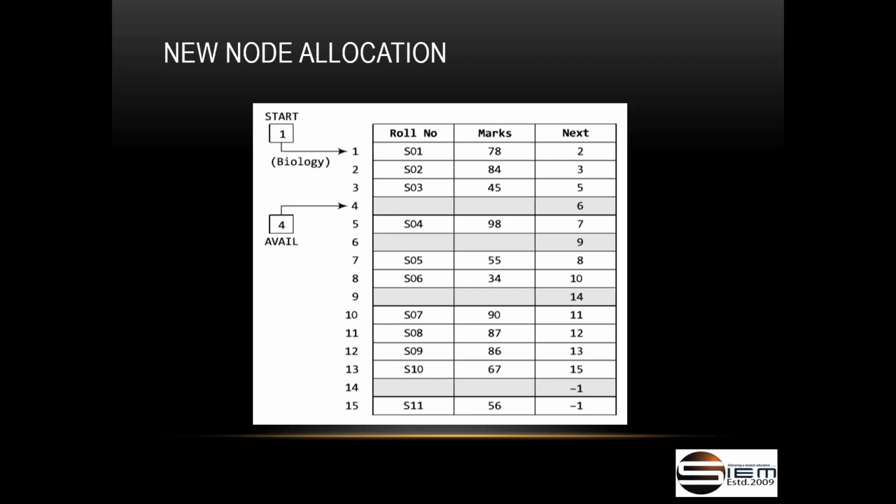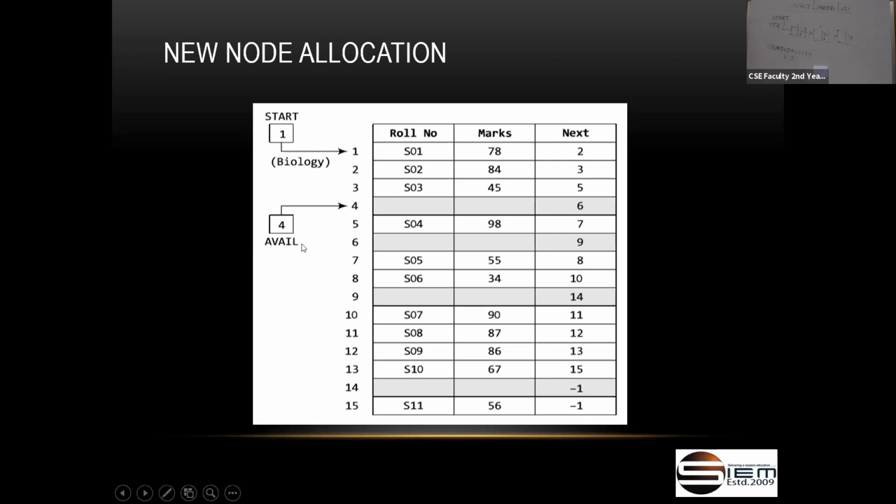Okay. So this is all about avail, because we will see this term in the algorithm and then you will be confused. So it is important that you understand now what is avail. Whenever one new node is given, avail will become avail next. That means this will contain the address of the next available space. In this case, it is 6.